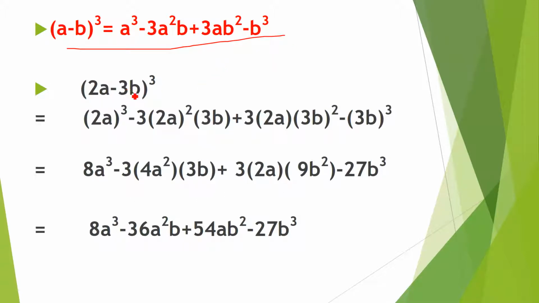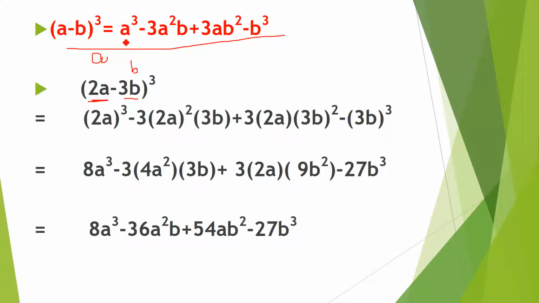The question is 2a minus 3b whole cube. And I told you that this is the general formula, right? Wherever you see, instead of a and instead of b, you can have any integer, any variable, because this is a minus b whole cube. So in this question, instead of a, you have 2a, and instead of b, you have 3b, right? So we will use this formula. According to this formula, we will solve the question. Wherever you see a in this formula, you have to write down 2a. Wherever you find b, you have to write down 3b, right?